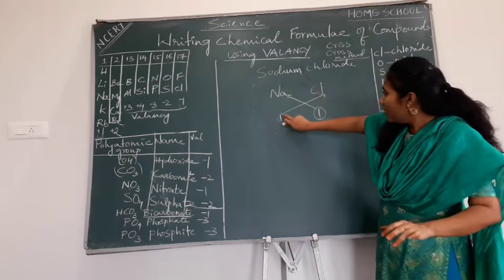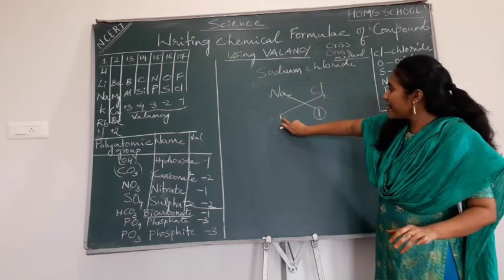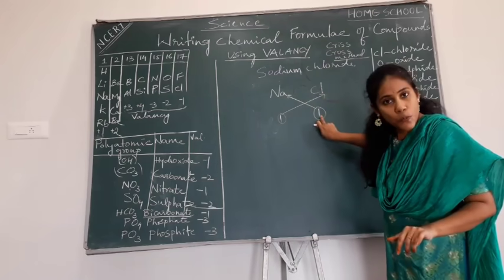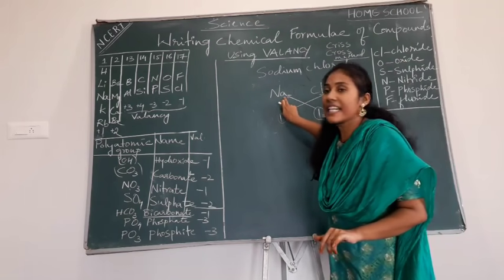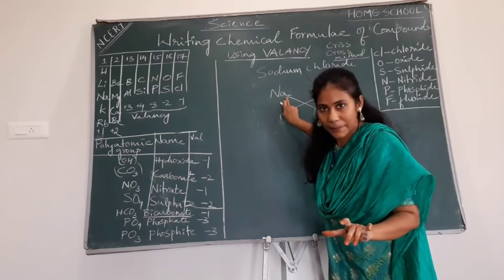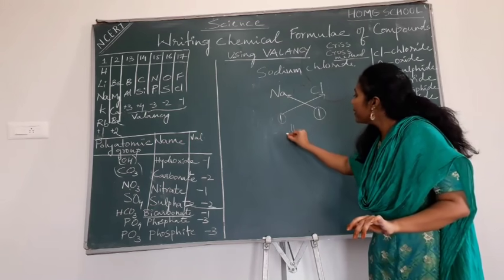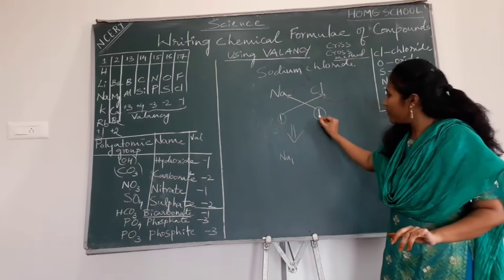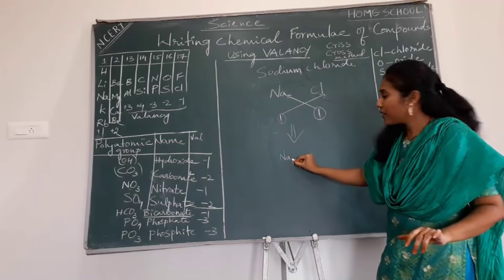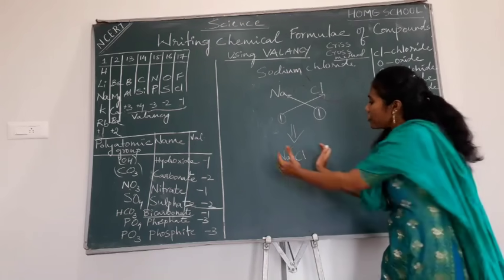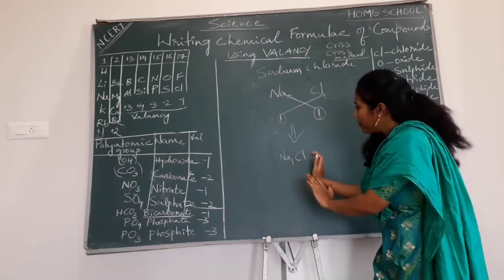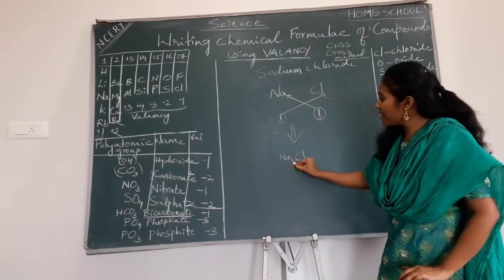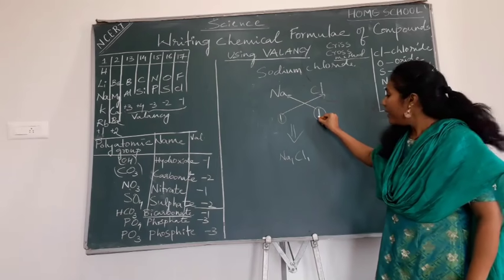Clear? So, sodium's valency is 1, but this number we write as a subscript for Cl. Chlorine's valency is 1, but this number we write as a subscript for sodium. So if you do that, how do you write? Na, here you mention 1. This one you mention here. Cl. Now you bring them closer and write, that's it.